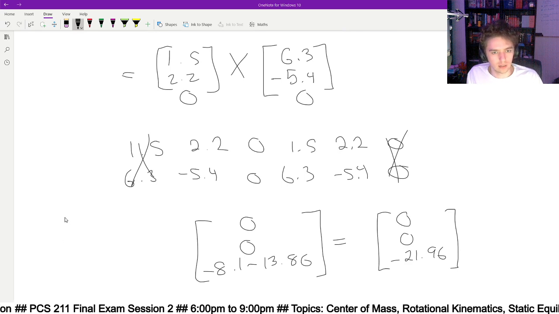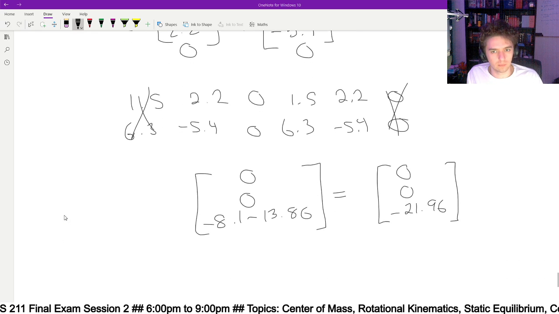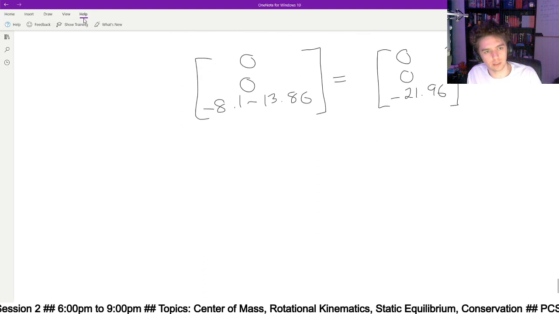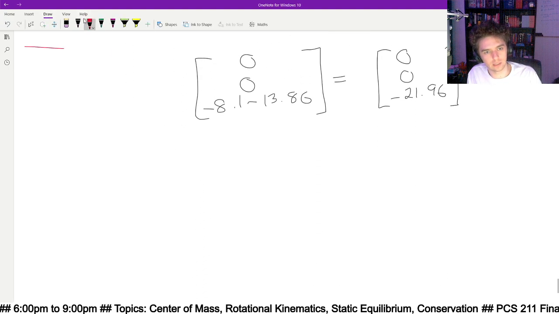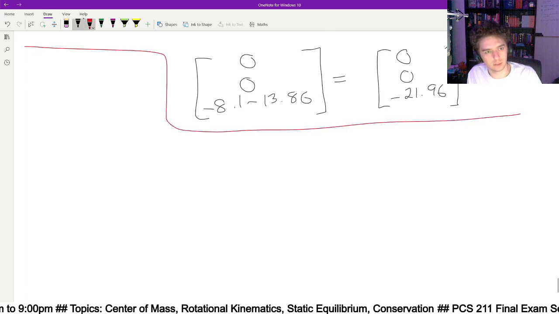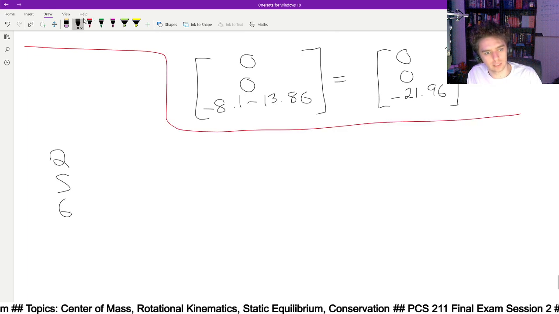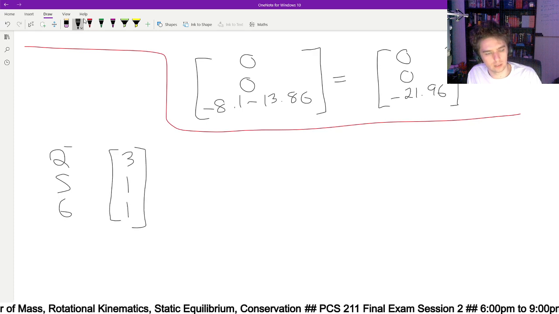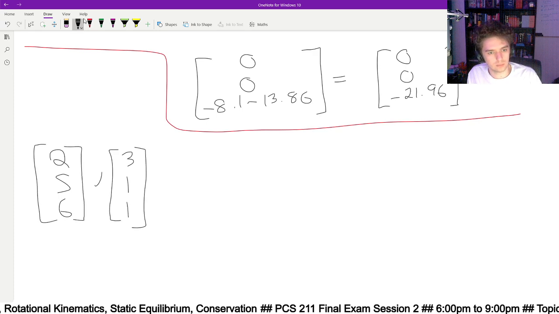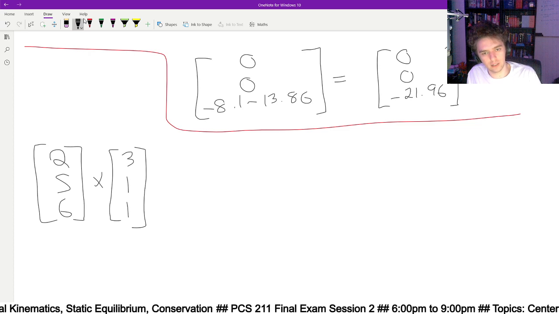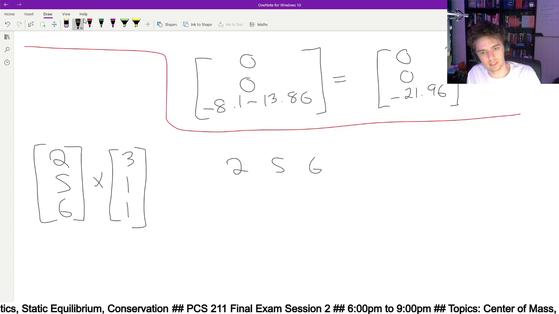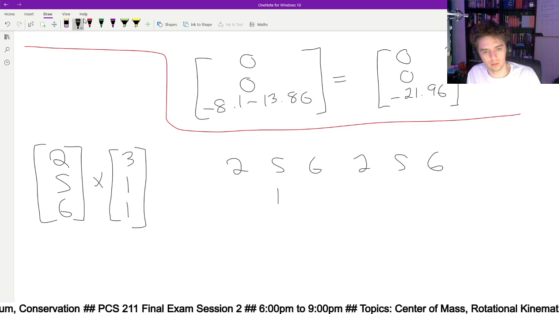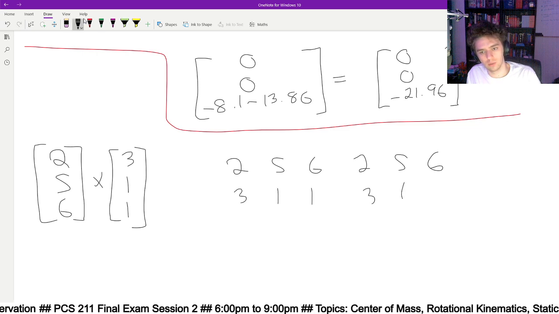Could you just go over this method because I didn't catch it. Yeah. This is just from linear algebra. This is how you do cross product. If I'm just trying to cross 2, 5, 6 with 3, 1, 1, you write each vector twice. So 2, 5, 6, 2, 5, 6, and 3, 1, 1, 3, 1, 1.